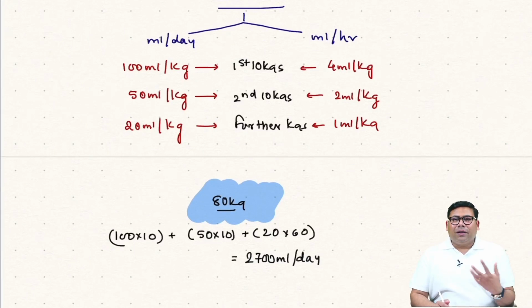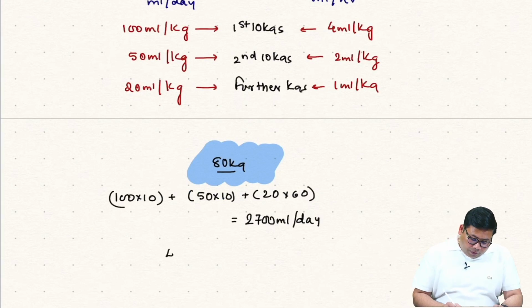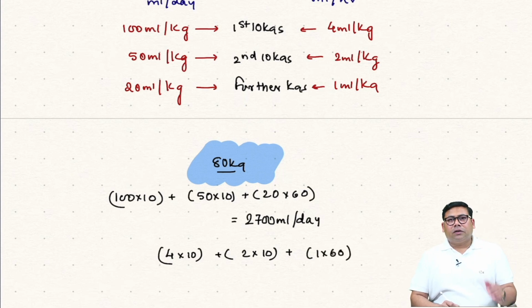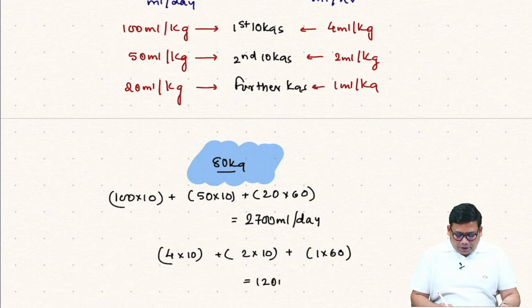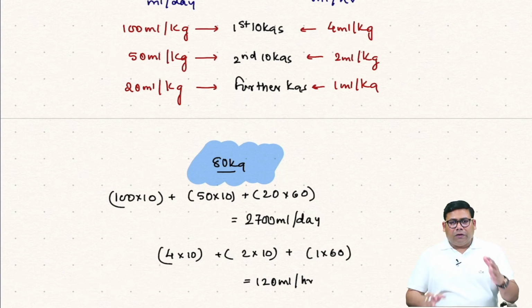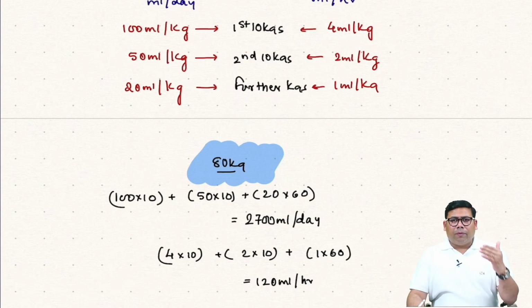The next is, similarly, if you want to calculate it in ml per hour, how you can do it? So 4 ml per kg for first 10, then 2 ml per kg for next 10, and then try to understand 1 ml per kg for further kgs. So that is 40, 20 and again 60. So that is 120 ml per hour. Students, if you multiply this 120 ml per hour by 24, the volume that you will get will be slightly different than what you got in ml per day formula.